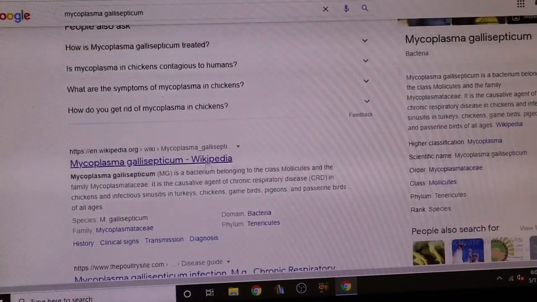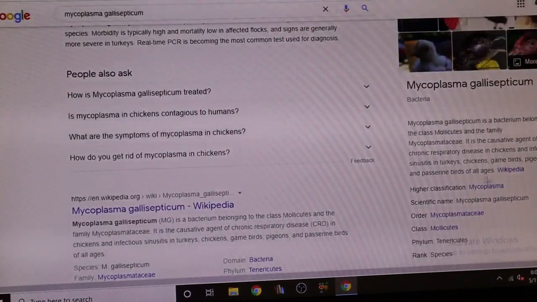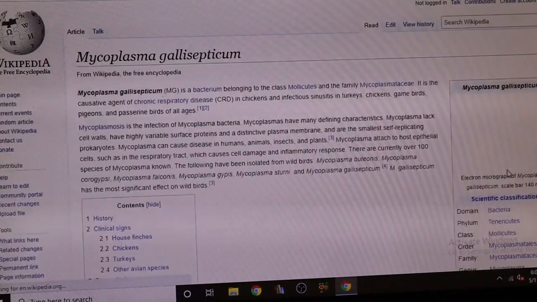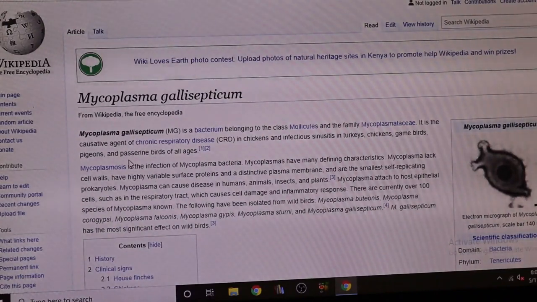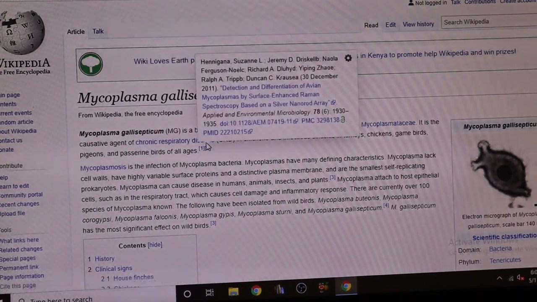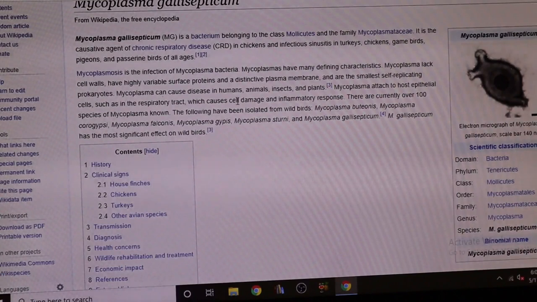So there are a lot of links, but I'll just prefer going to Wikipedia and see what Wikipedia tells us. Mycoplasma gallisepticum, or MG, is a bacterium belonging to the class Mollicutes and the family Mycoplasmataceae. It is the causative agent of chronic respiratory disease. Mycoplasma can cause disease in humans, animals, and insects. So whenever you're handling Mycoplasma gallisepticum, it means you need to handle with care.